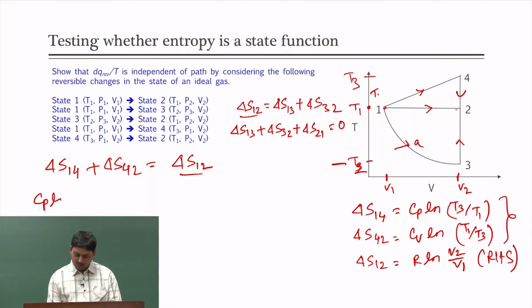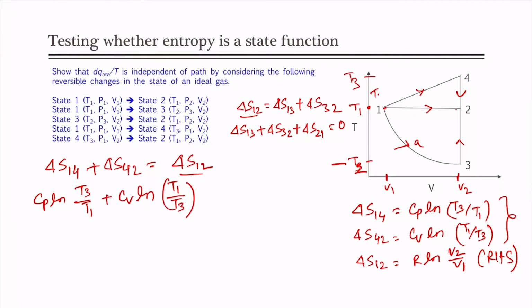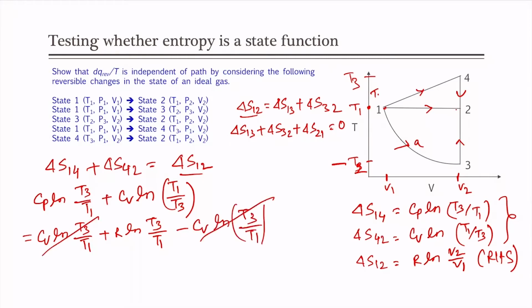So, Cp ln T3 by T1 plus Cv ln T1 by T3, that is what you have to do, which means we can just sum it and say that this is nothing but Cv ln T3 by T1 plus R ln T3 by T1, because we know Cp is Cv plus R, right, and we can invert this ln relation and write minus Cv ln T3 by T1. So, this and this cancel each other, giving us only R ln T3 by T1. Okay.